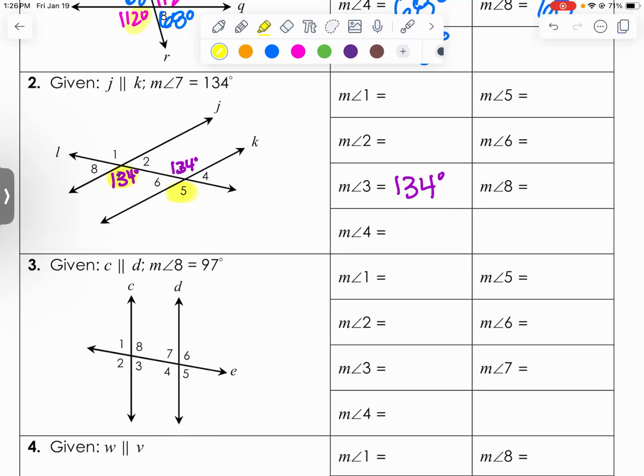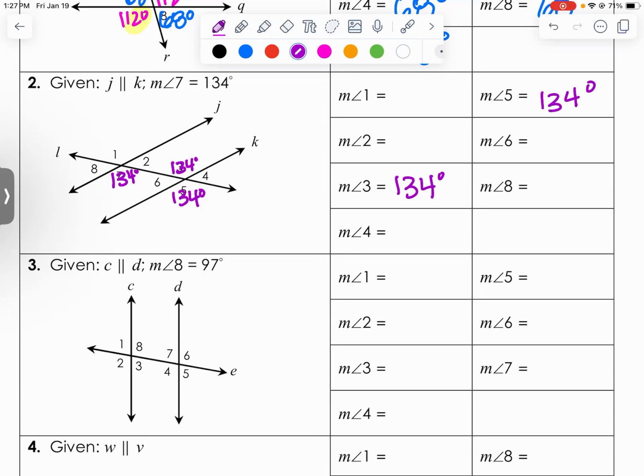Okay, let's go back to our vocabulary. Which one of these four did I just draw out? Which one of those are in the same spot? Notice how this is top left and this is top left. These are in the same spot. What do we call that? Corresponding. Okay, angles 7 and 5 are corresponding. So we know that angle 5 has to be 134.